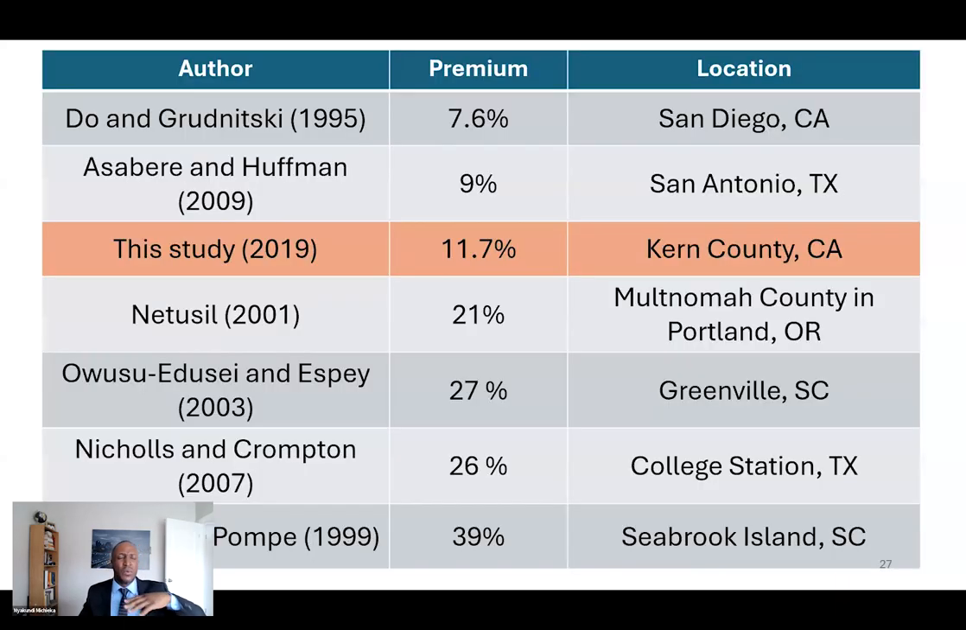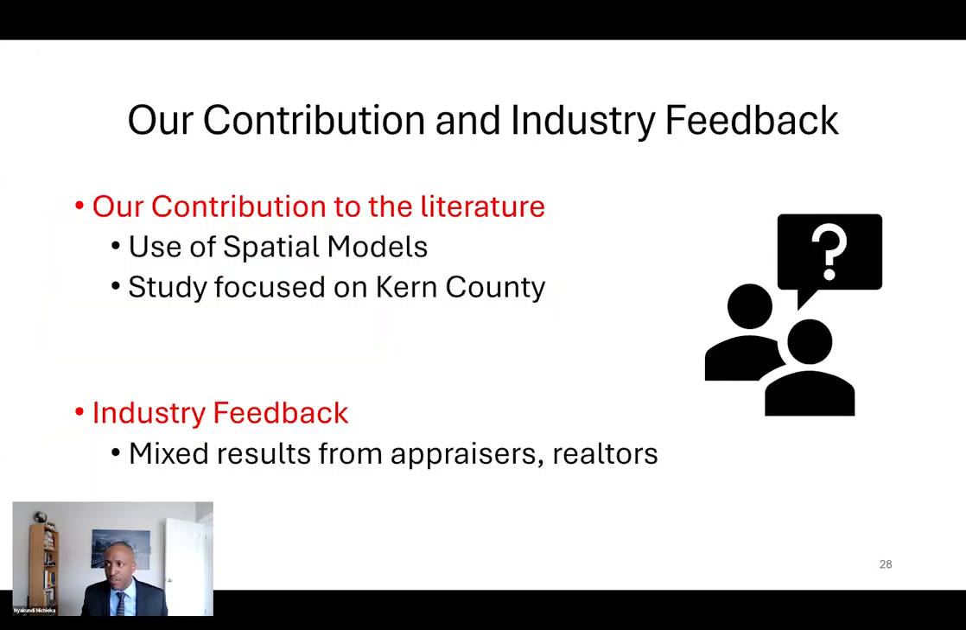And then we had to now justify, so where do our findings lie? So we kind of find that our study was right in the middle of all of these papers. So we found that on average, we have an 11.7% premium for our findings. And the contribution to the literature was we used some spatial models, and then we focused on Kern County. We used recent data at the time. It was a big thing. And then we got very mixed results.